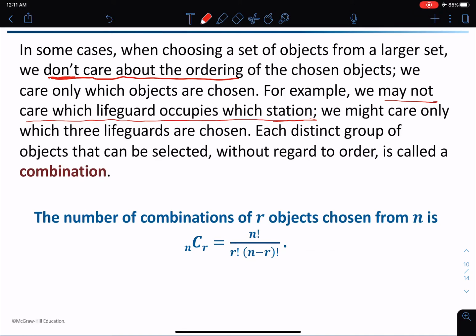We might care only which 3 lifeguards are chosen, each distinct group of objects that can be selected without regard to order. So we don't care about the ordering of them. We just care about the grouping of them, which 3 guys can go on duty. And then they get to pick which 1, 2, or 3 they go to because we don't care. Okay, well, in this kind of way of counting, this is called a combination.